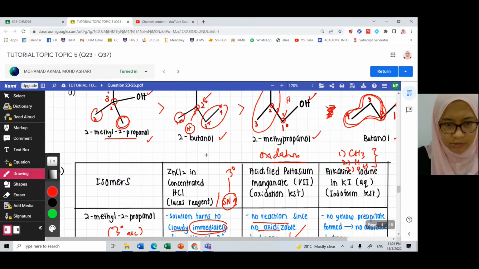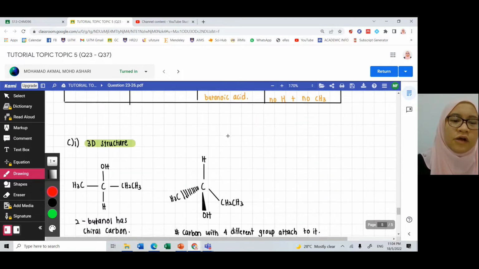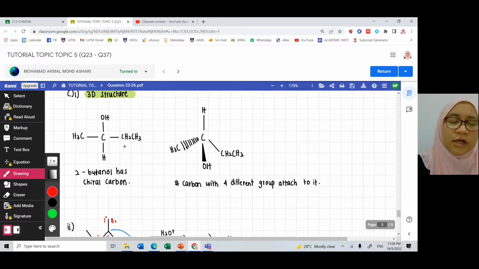So soalan tanya apa? Draw the structure of this alcohol and identify its chiral carbon. Okay. All right. So the structure of alcohol. So this is the structure of alcohol. So normally we will represent the chiral carbon or chiral compound using a 3D structure. So this is how we would represent the compound. Okay, so focus on the chiral. So this is the carbon that is chiral.